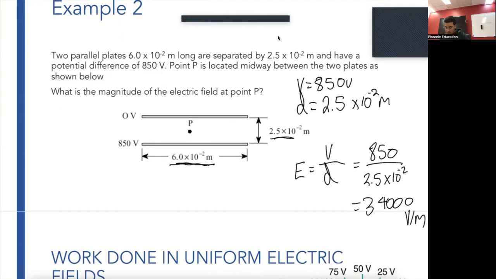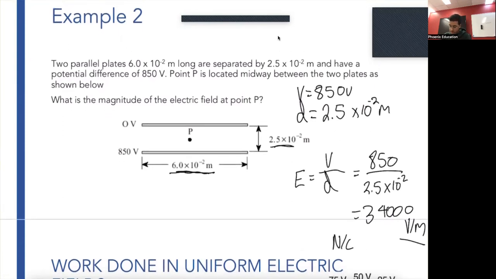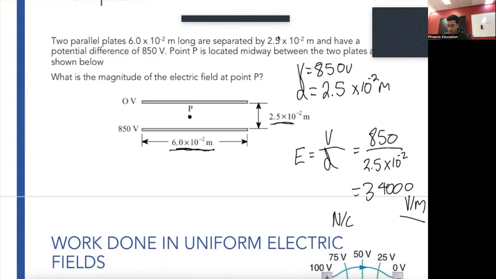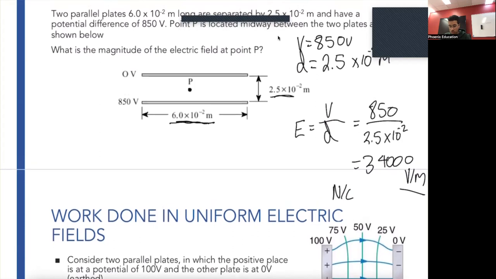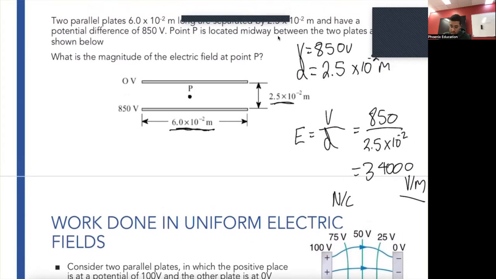Another unit you might see instead of volts per meter is newtons per coulomb. Whatever you prefer, each of them will suffice, but I just use volts per meter. That's my personal preference. So the answer will be 34,000 volts per meter. That's the electric field strength at any point. It doesn't matter whether it's at point P or over here.